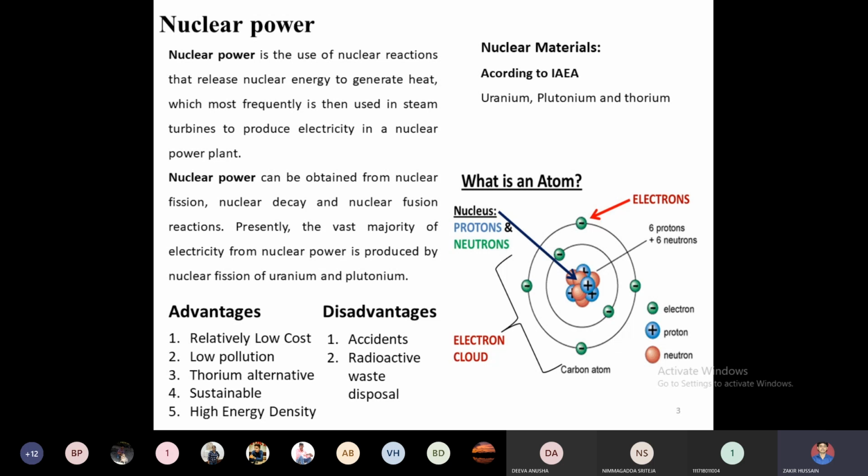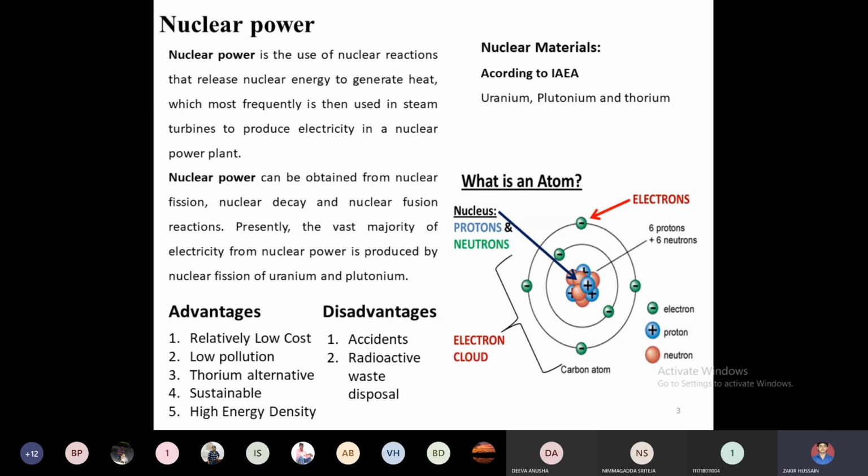Similarly, same high energy density. One kg of uranium produces the same electricity as around 1 ton of coal. So this is the major advantage in using nuclear power plants.